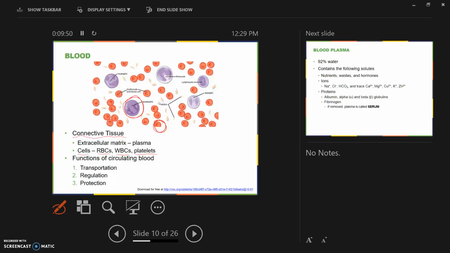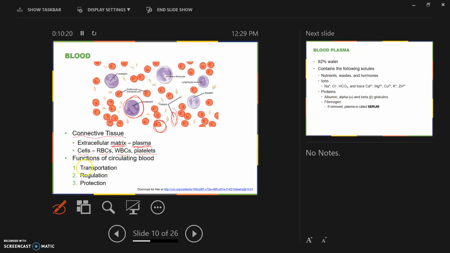There are 5 different types. And then platelets are just fragments. And the extracellular matrix is blood plasma. Now, what blood does not have, which most other connective tissue has, is collagen or elastic fibers or reticular fibers. So the matrix is just simply a fluid without any protein fibers.